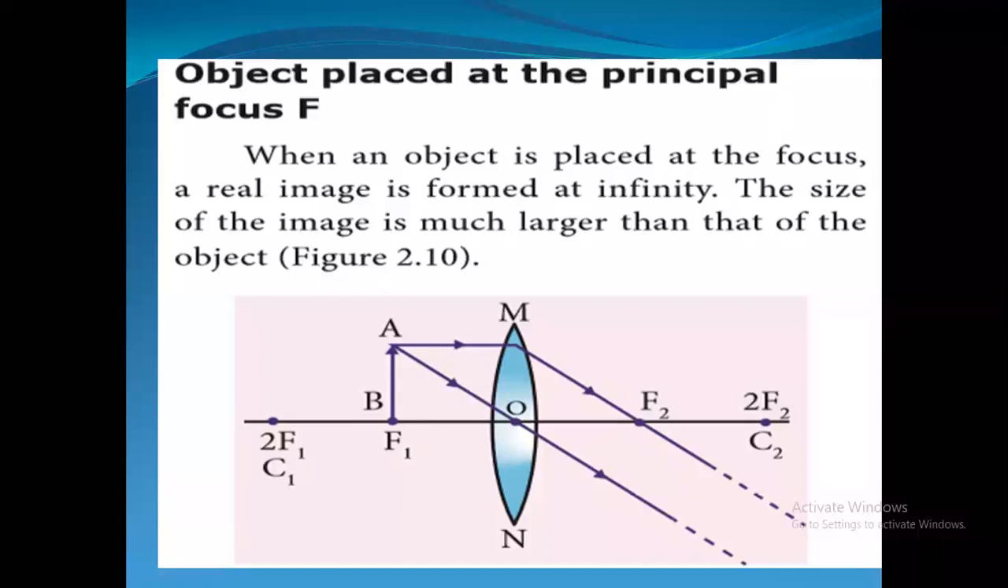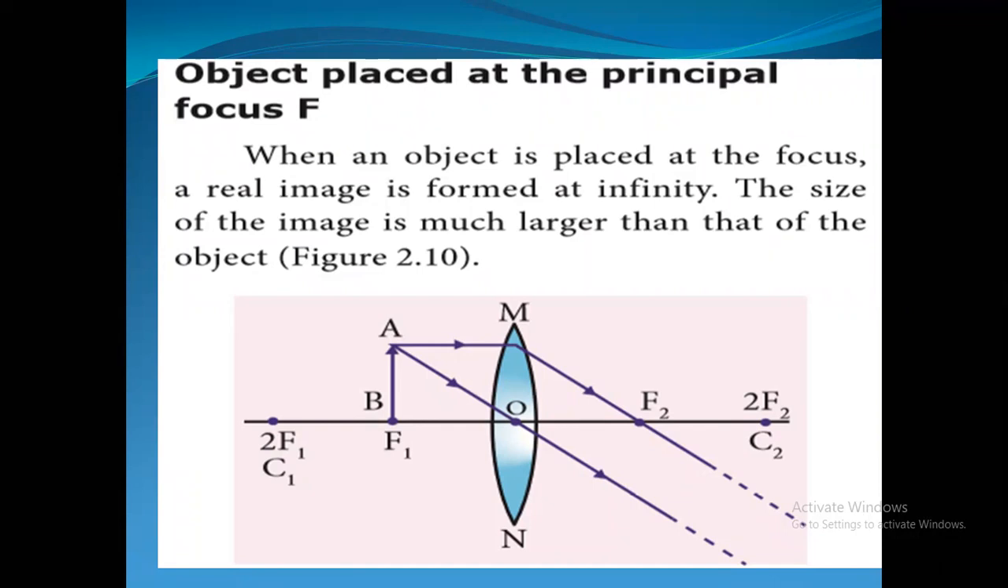Parallel means what? Already told. Parallel means that will not coincide, that will not intersect. So the image formation, we can't see that.